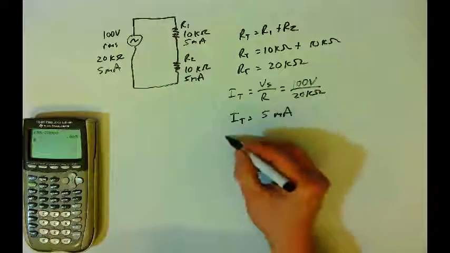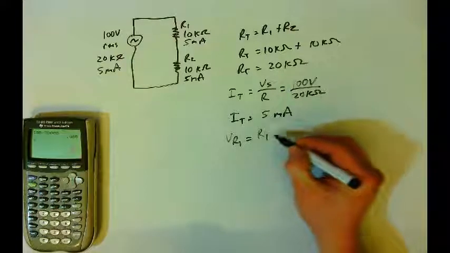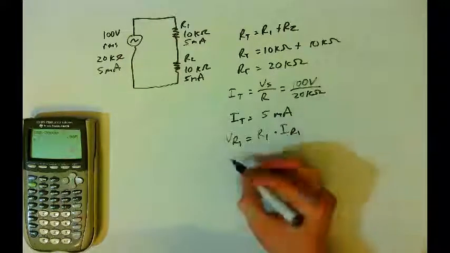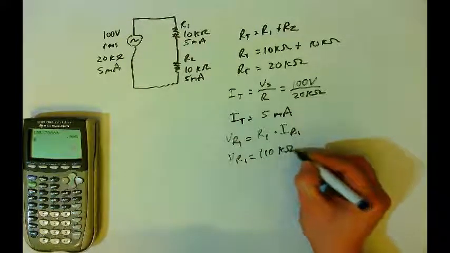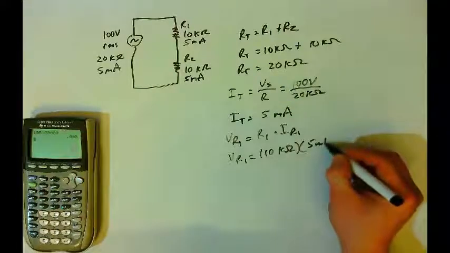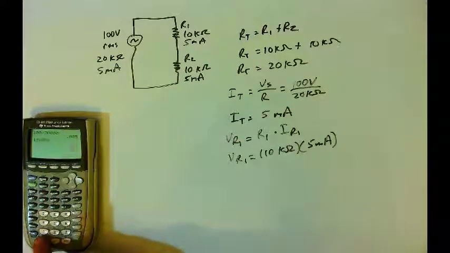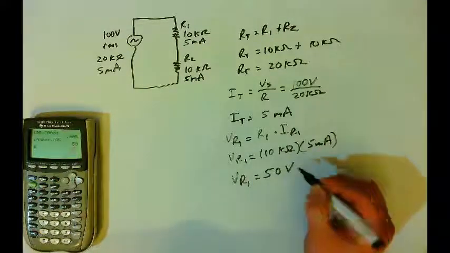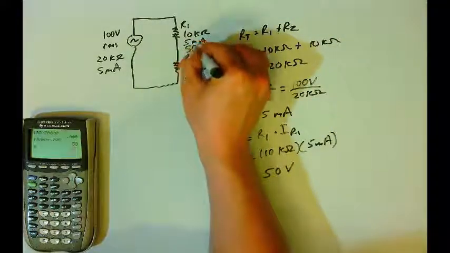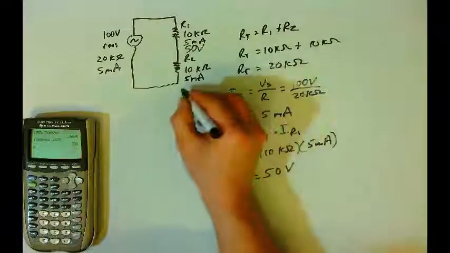And so now we can find the voltage drops. Voltage drop on R1 will be R1 times the current through R1. And so VR1 will be equal to 10 kilo ohms times 5 milliamps. I'll just type it in so you can see. 10 kilo ohms times 5 milliamps is going to be 50. VR1 is 50 volts. And so VR2 is also going to be 50 volts because I still have 10 kilo ohms, 5 milliamps. We will have 50 volts here.